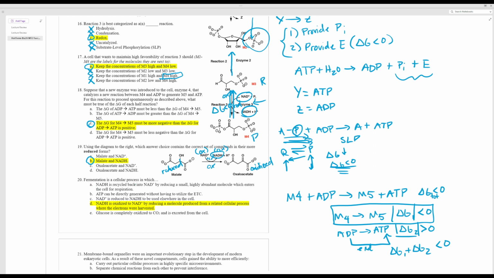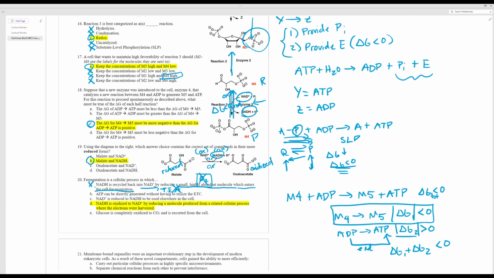Okay, 20. Fermentation is a cellular process in which A, NADH is recycled back to NAD+ by reducing a small, highly abundant molecule which enters the cell for respiration. NADH is recycled back into NAD+, but this small, highly abundant molecule which enters the cell for respiration is describing the terminal electron acceptor. Right? Something like O2. Fermentation does not require O2. It does not require a terminal electron acceptor. Right? That's for the ETC.